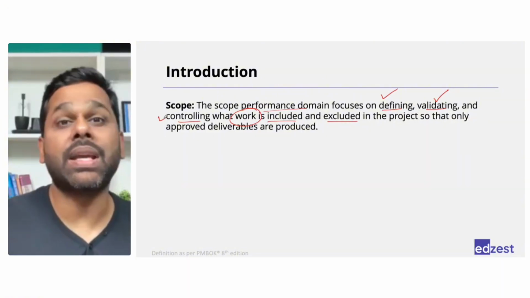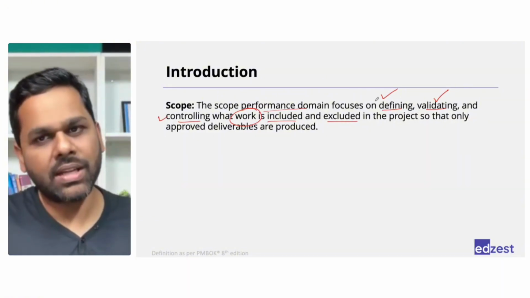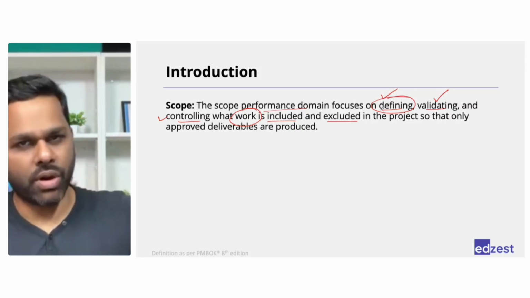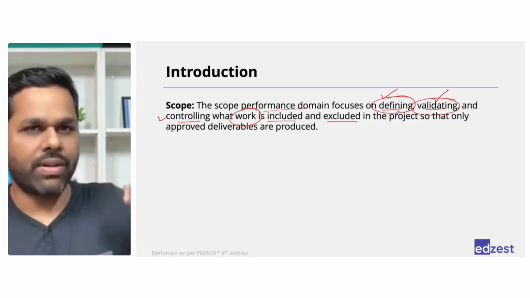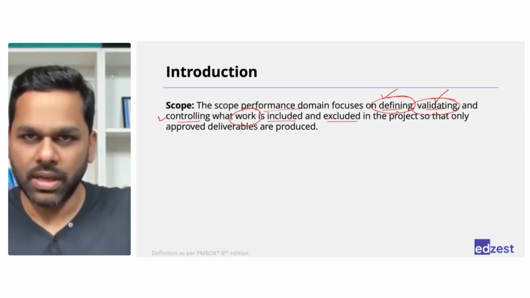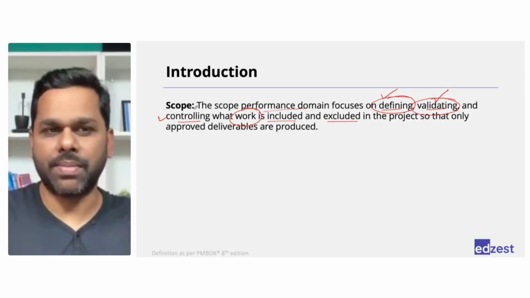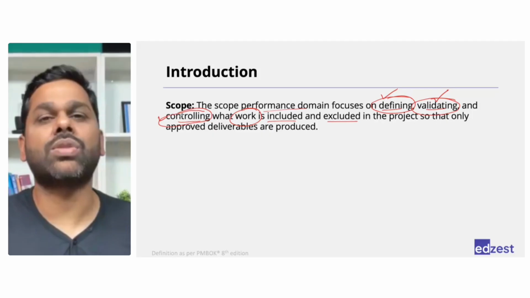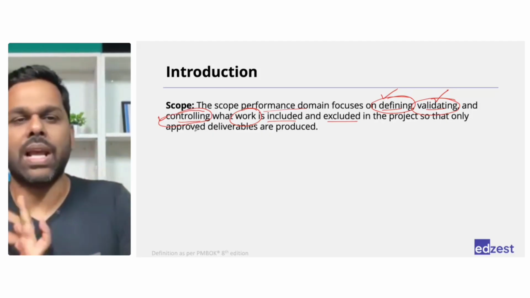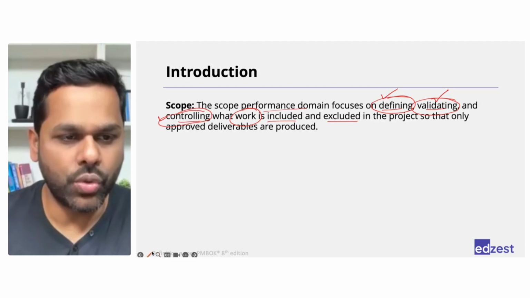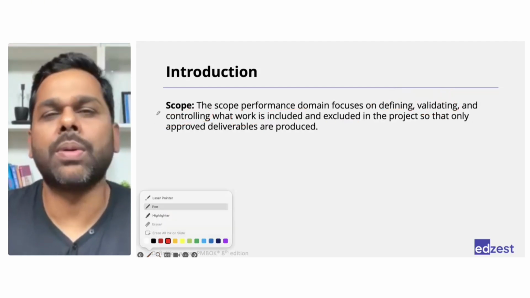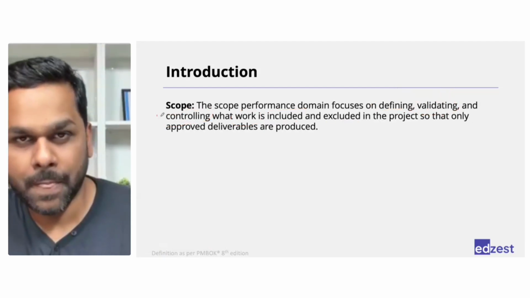And then controlling means making changes. So defining the scope is understanding what is to be delivered. Validating means getting whatever has been completed checked with the customer. And if the customer does not accept it, controlling means making changes to ensure that it is well accepted by the customers. Right? That's what we do in terms of managing scope in the project.